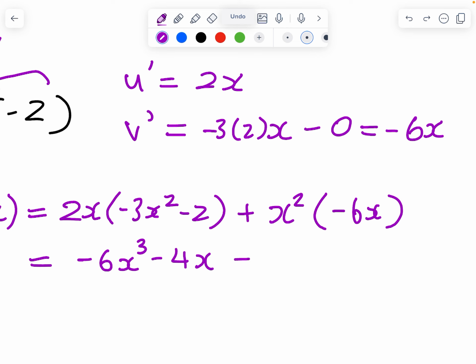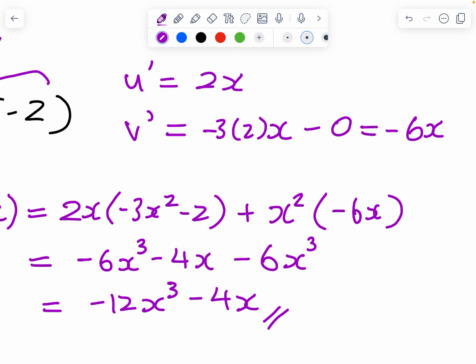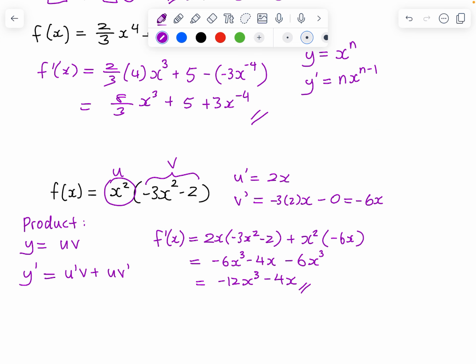negative 6x to the power of 3. So it becomes negative 6 minus 6, which is negative 12x cubed minus 4x. And there you have it. That is how you find the derivative of a function that deals with multiplication.